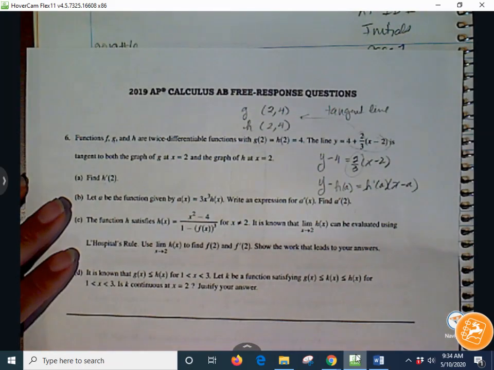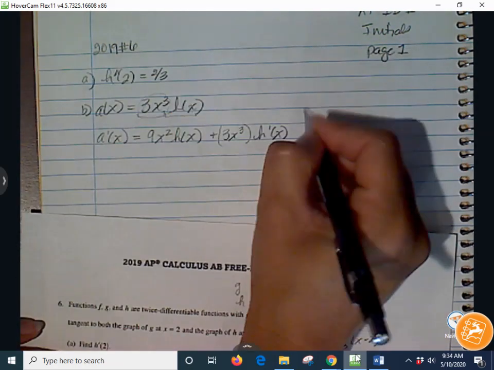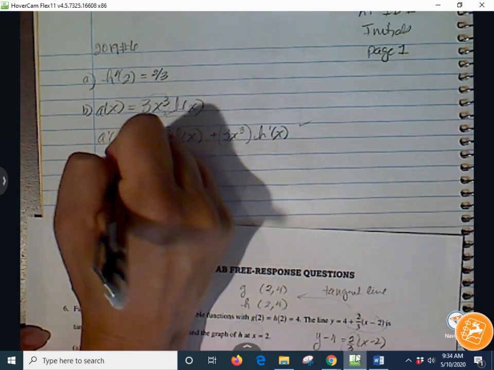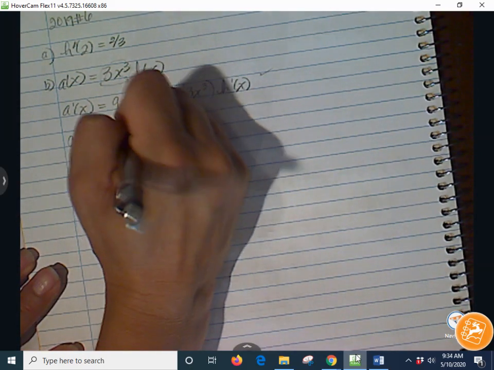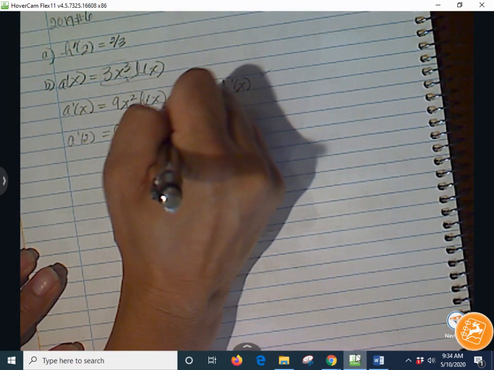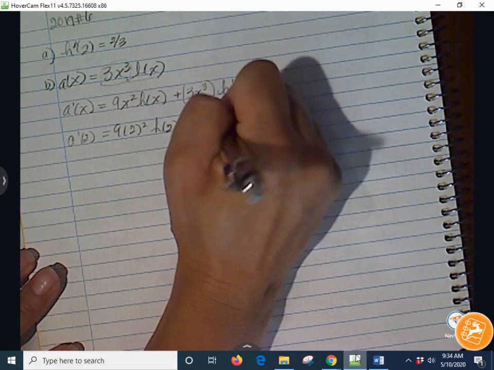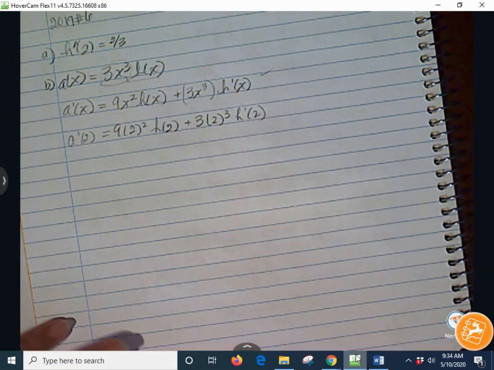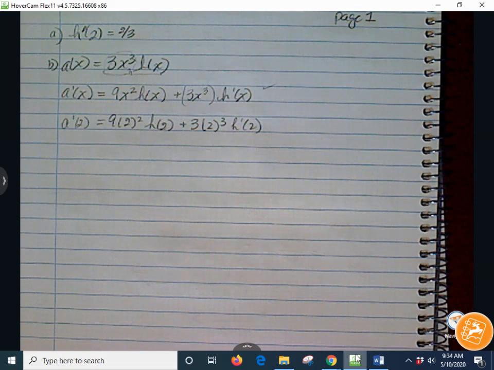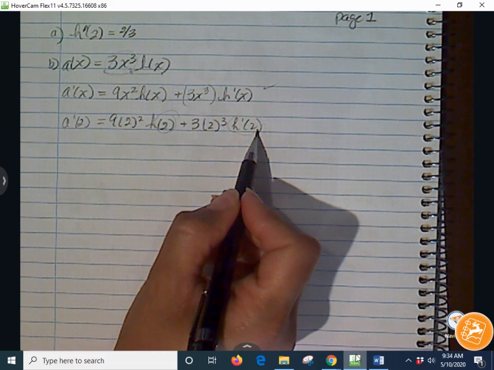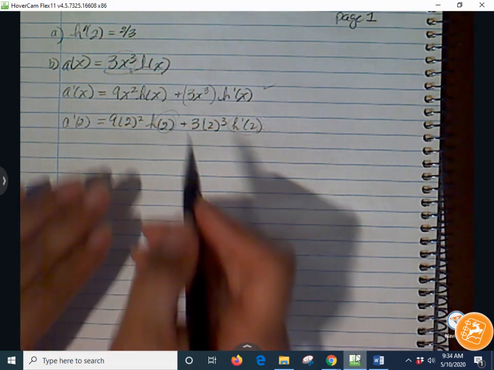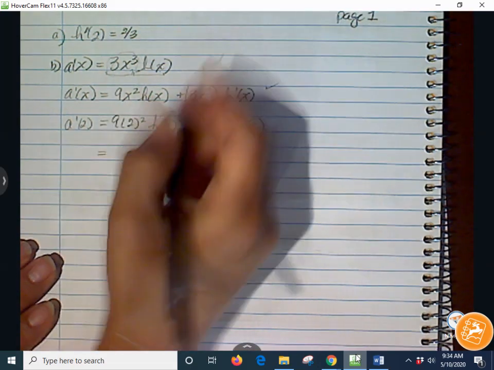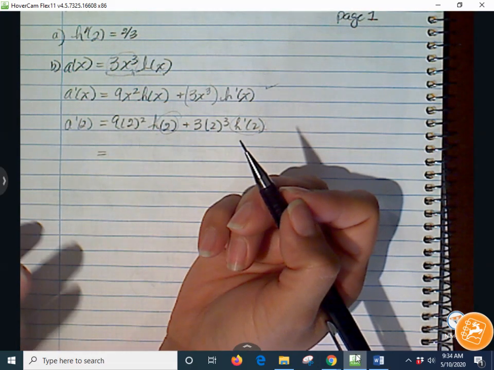Okay, so now what is a prime of 2? So now we just substitute that in. So this is going to be 9 times 2 squared h of 2 plus 3 times 2 cubed h prime of 2. Now, they did say that you don't need to simplify your work, but you do need to evaluate these. They need to see that you know what these values are and how you get these values, okay? So you do not stop here, okay? You could just leave this like this, and so I'll go ahead and do that.